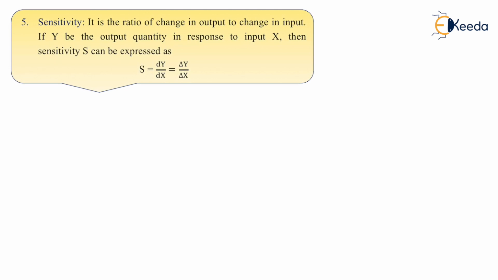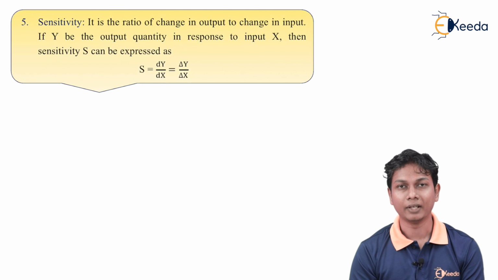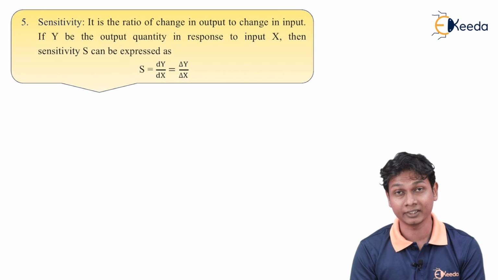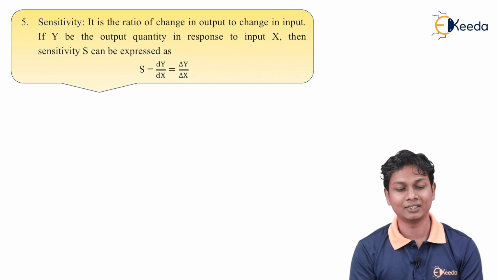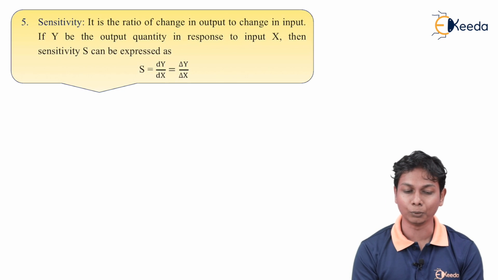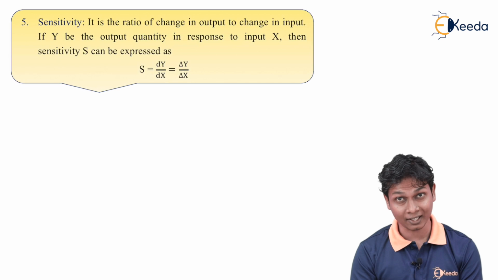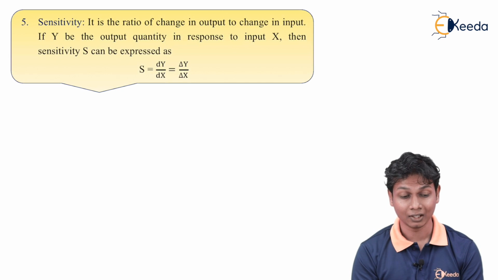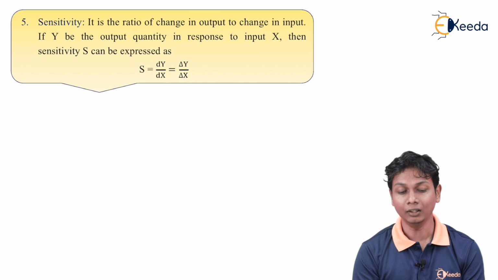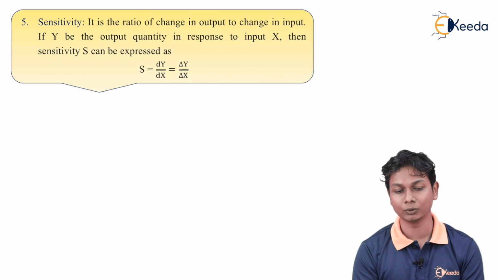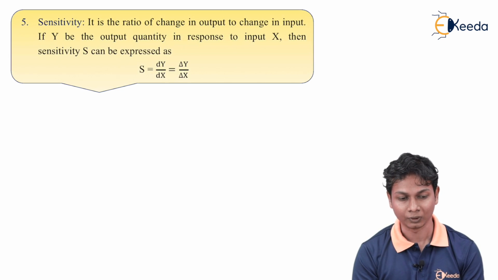Now, we'll move to the next part, the fifth characteristic of the sensor, which is the sensitivity. Now, what is that? It is the ratio of change in the output to the change in the input. It is the same as the gain of particular devices. Here we consider it as sensitivity. It is the ratio of change in the output to the change in the input.